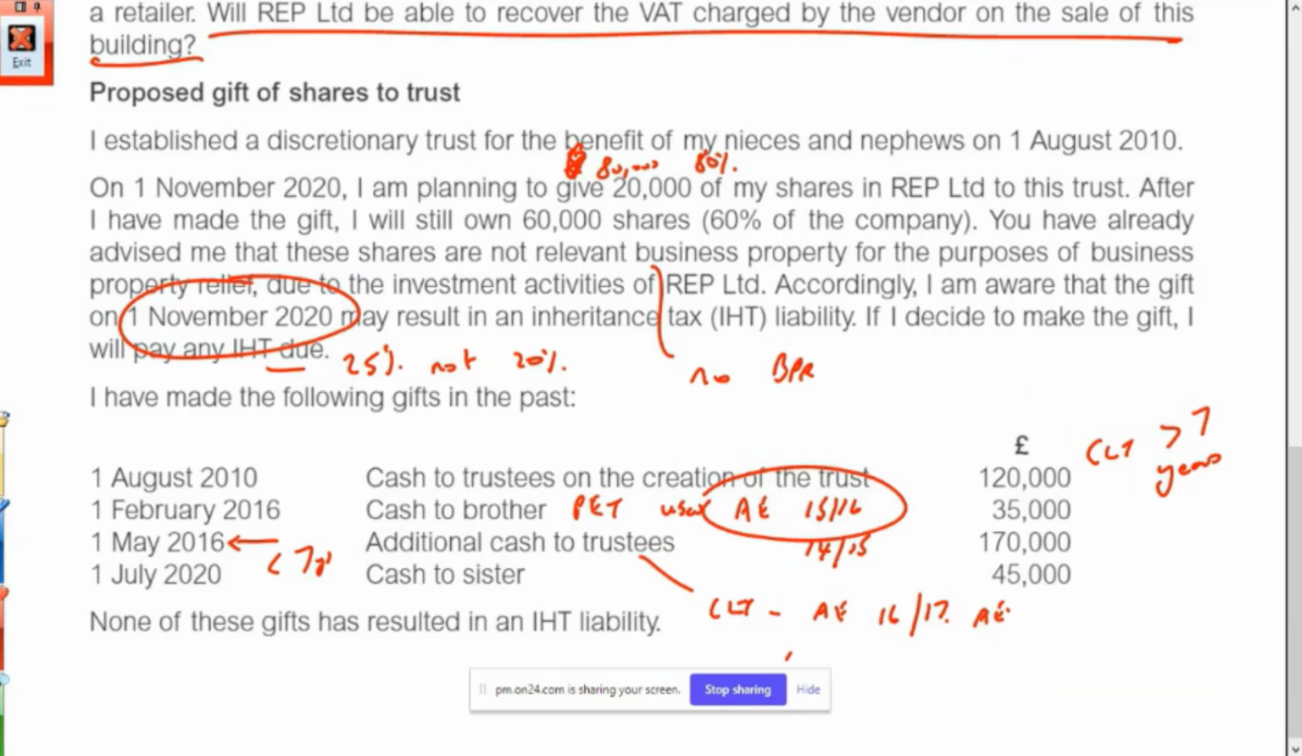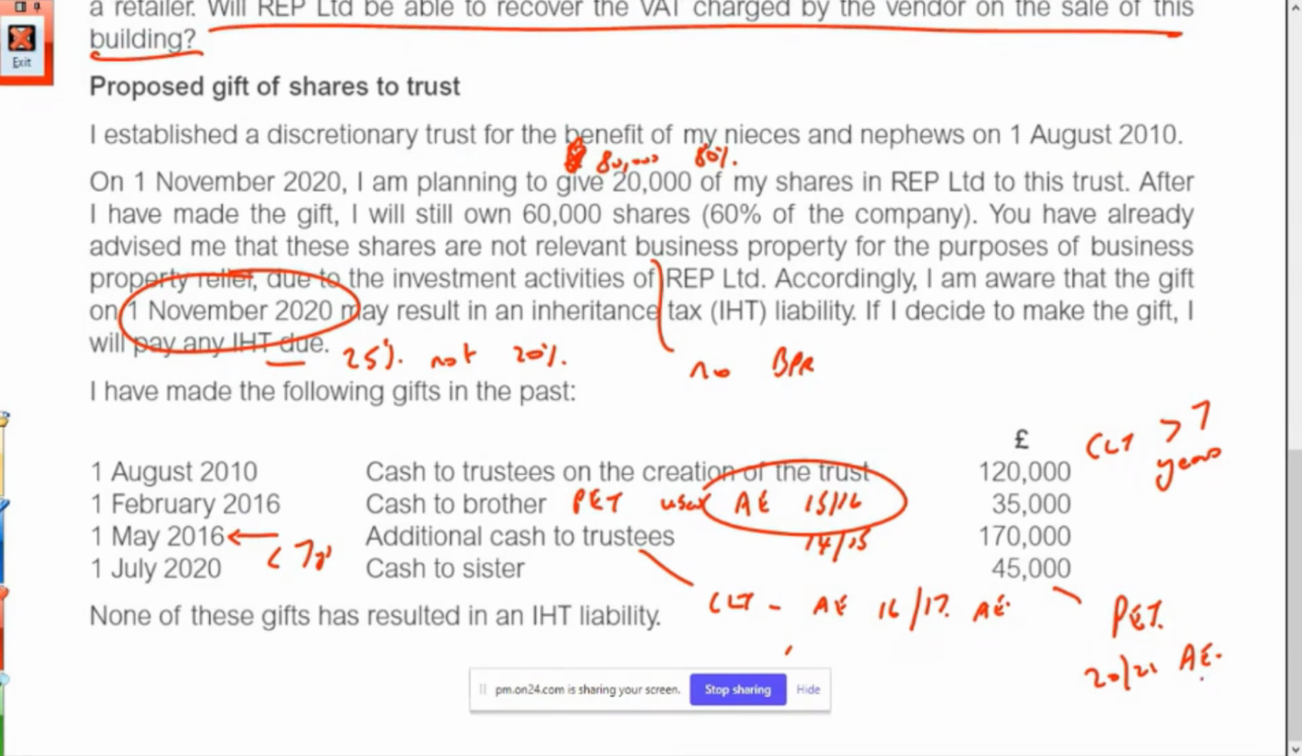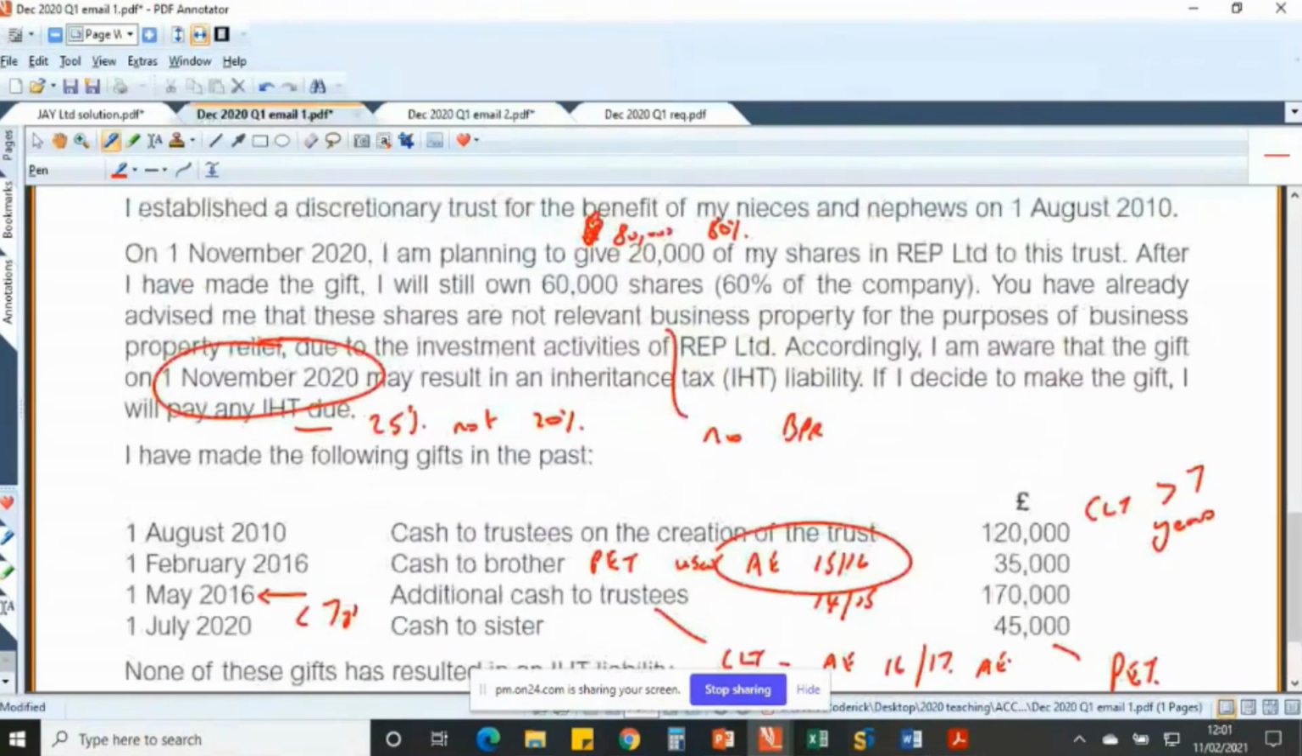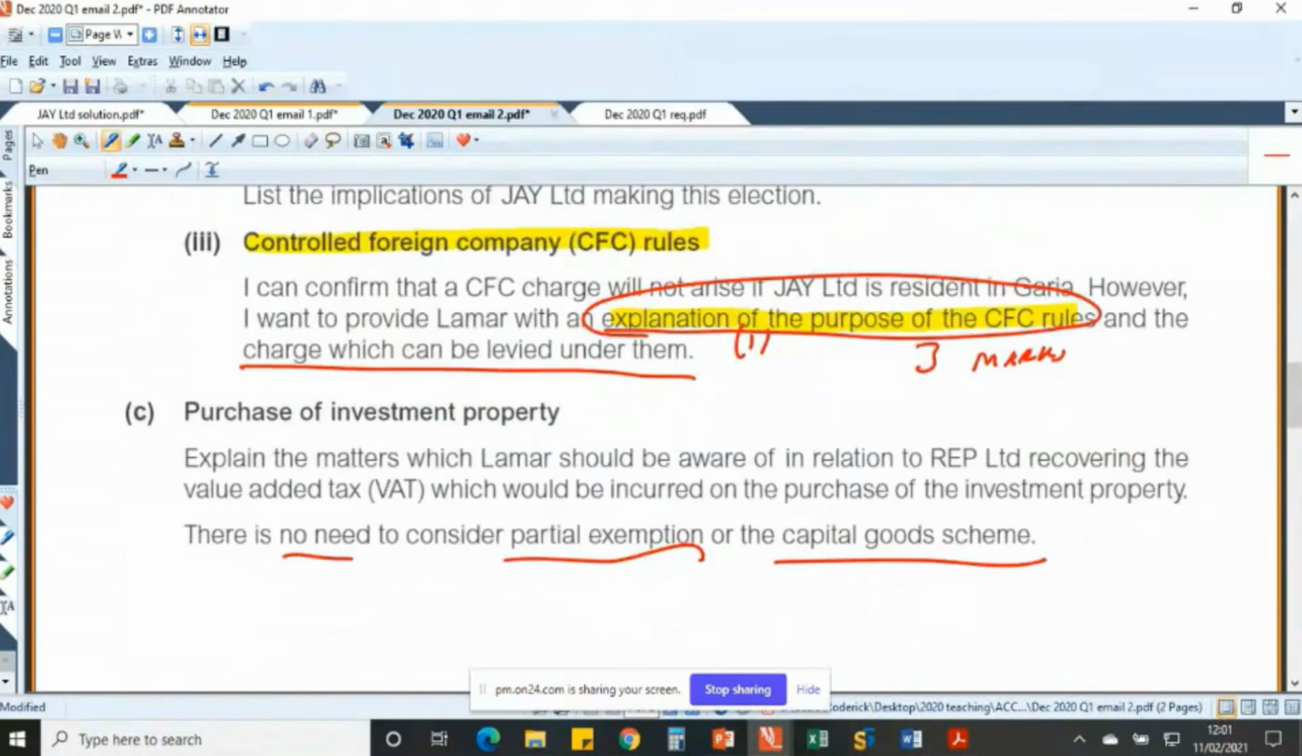Then in July 2020, which is the year we're in, we're looking at November 2020, putting stuff into the trust. In July 2020, he gave cash to the sister, that's a PET, and it will use up the 2020-21 annual exemption. So quite a bit of the marks for this were in showing the right usage of annual exemptions. Now, if you didn't get that, you could still get a reasonable chunk of marks out of this, as we'll show you. Now we have to take these exhibits together. We go to the other exhibit. There we have it.